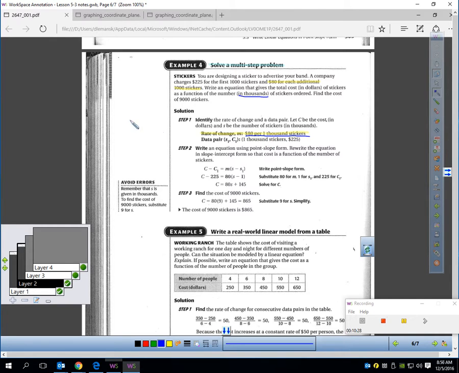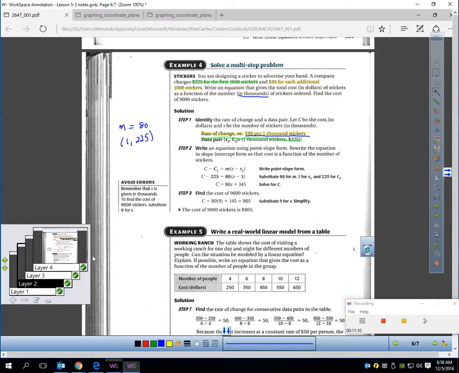So 80 is the slope. Maybe I should write that off to the side. 80 is the slope. Okay, next, I need a point. It's $225 for the first 1,000 stickers. So 1,000 stickers, I'll use 1 for 1,000, would have to be $225. Can everyone see a slope and 1 point? Isn't that all I need for point slope form, a slope and point? Okay, so next.